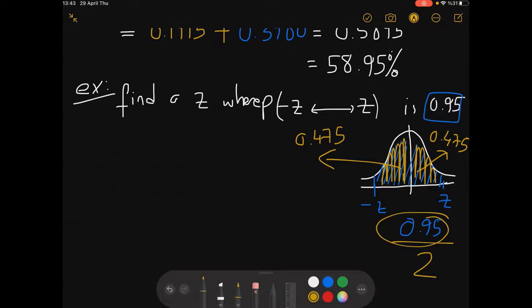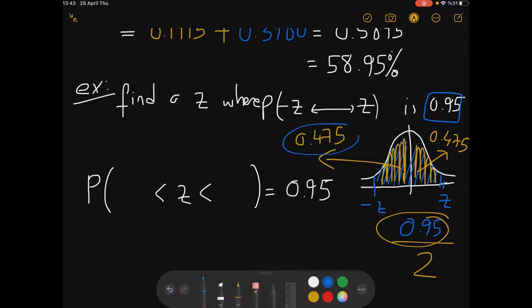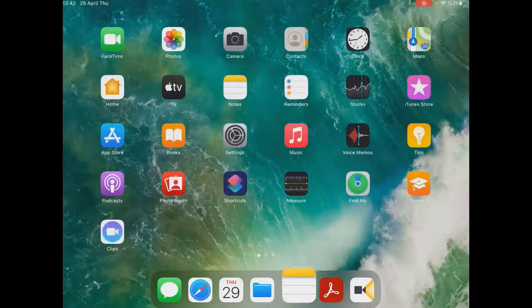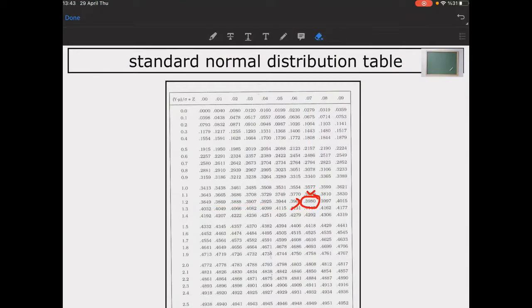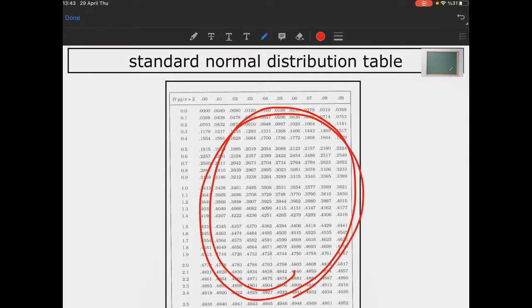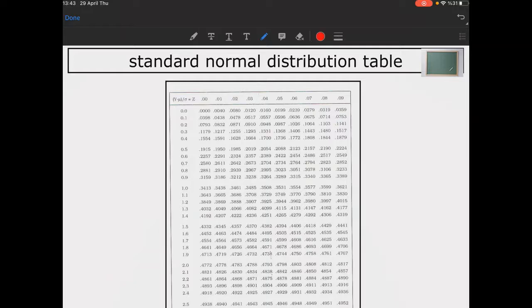Okay, so now I need to find the value for this. Probability from something to something should be this one. So I'm curious about this value, 0.475 probability here. Do I have it within this table? This is what I'm looking for now. 0.47526. Yeah, right here. All right, I found it. You see it is located right here.